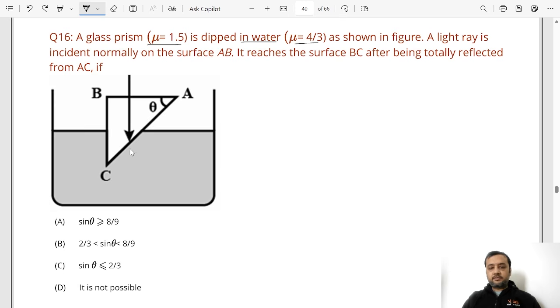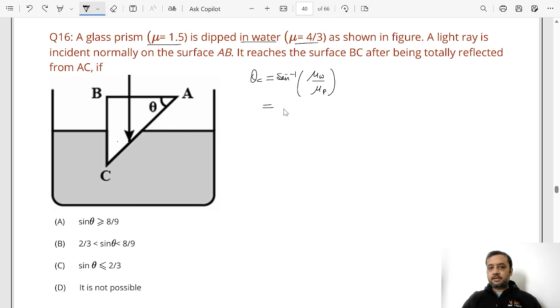Now look, condition for TIR is that light must be going from denser to rare medium, that is one. So look, TIR we are checking out on the AC surface. At the AC surface the light was going from denser to rare medium because this is denser, this is rare. So that is the first condition, and then second condition is that the angle of incidence must be more than critical angle. So for the glass or for the prism water interface, the critical angle will be what? Sin inverse of refractive index of water divided by refractive index of prism. Always it is rare medium upon denser medium.